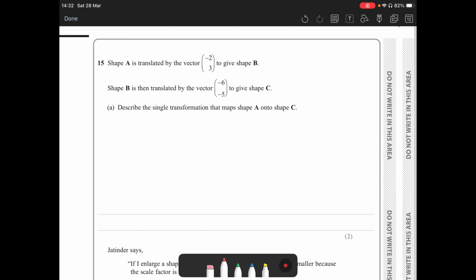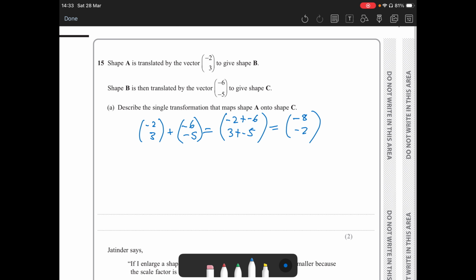Okay, so this one's a combination of translations here. We've got A gets translated to B, B gets translated to C. Basically add these together, right? If you're combining more than one translation, you add the vectors together. So -2 plus -6, you can add the horizontal components first, which would be -8. And you can do the same with the vertical component, which will give you -2.